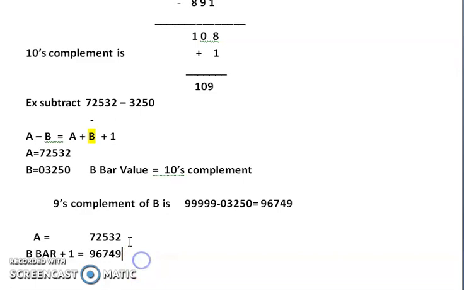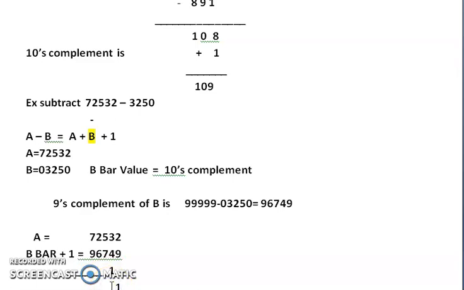So you can add these two: 7 2 5 3 2 plus 96749. What is this one? 9 plus 2 means 11. Here carry is 1.